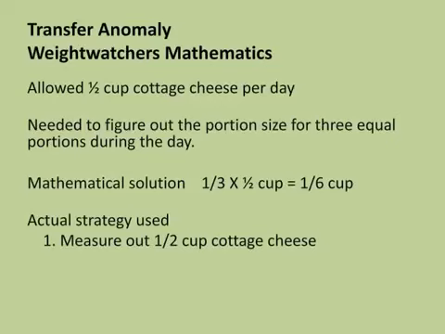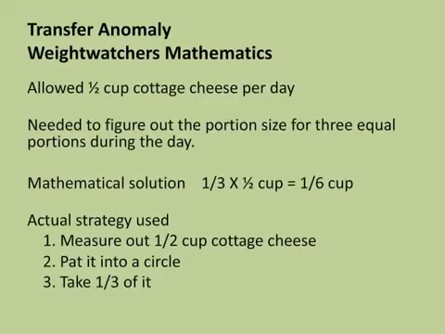In one case, the individual measured out 1/2 cup of cottage cheese, patted it into a circle, and then took 1/3 of it. This example is interesting. The person gets the correct answer without drawing upon formal school mathematics, where one learns to manipulate quantities. The person was, however, able to draw upon prior knowledge to solve the problem, just not the kind of knowledge we would expect an adult to produce.